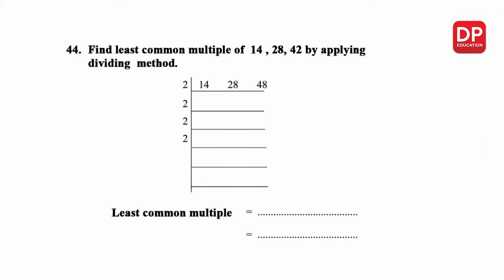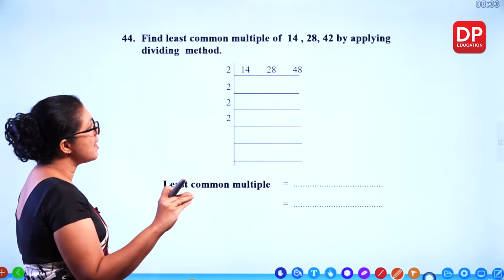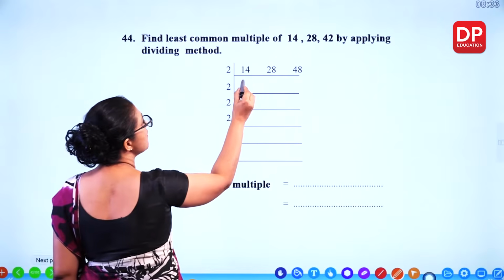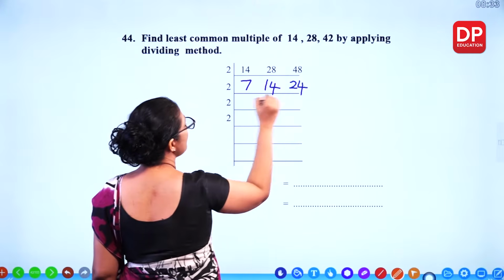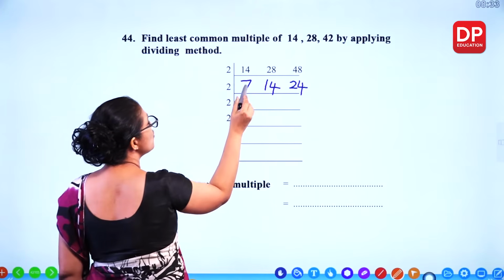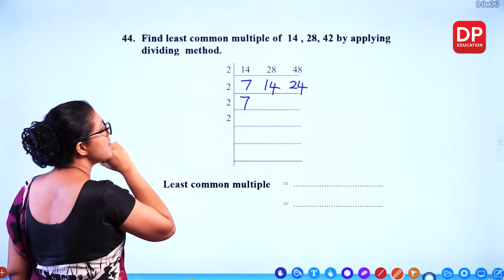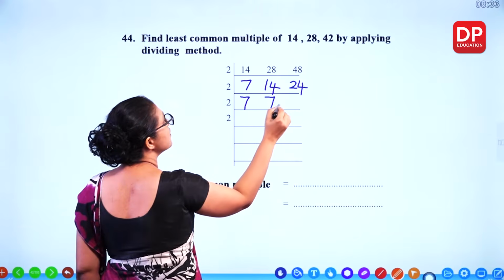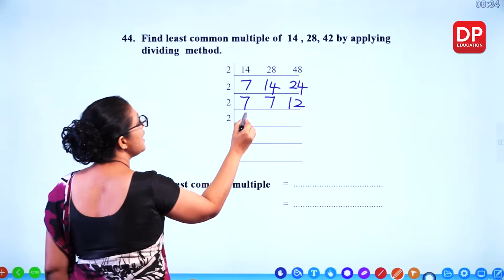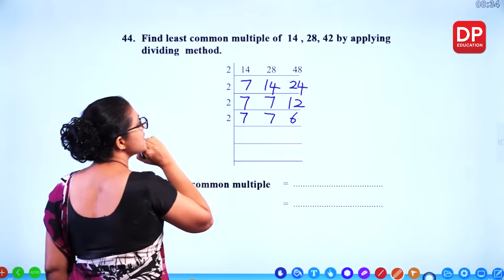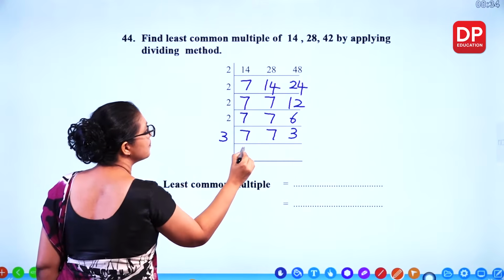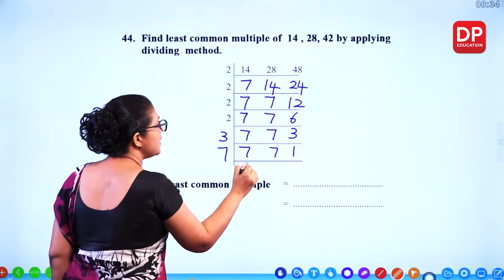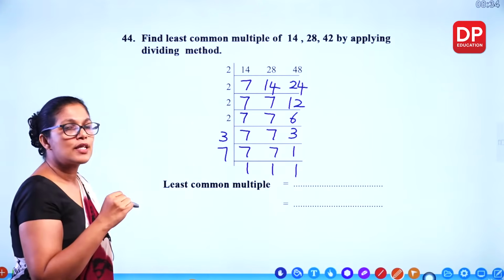Find least common multiple of 14, 28, 42 by applying the dividing method. So you write the numbers at once and divide. 2 times 7, 2 times 14, 2 times 24. Again you can divide by 2, but 7 you can't divide, so you write as it is. 7, here 12. Again you can divide by 2, you get 6. Again divide by 2, you get 3. Now you can divide by 3. And finally by 7 till you get 1.